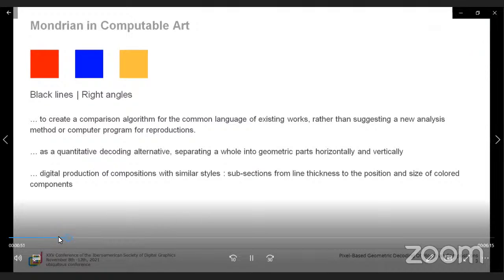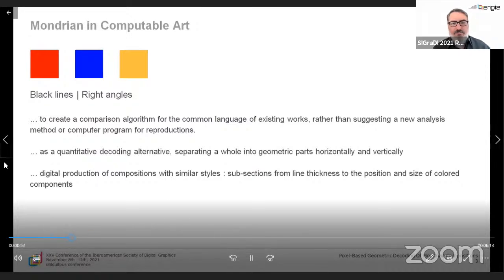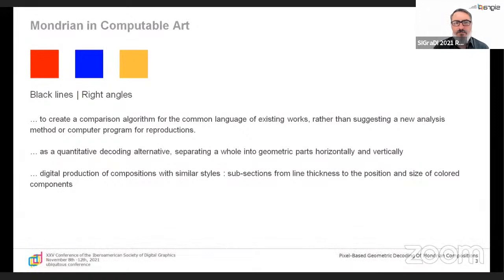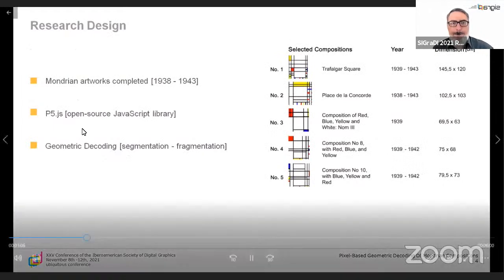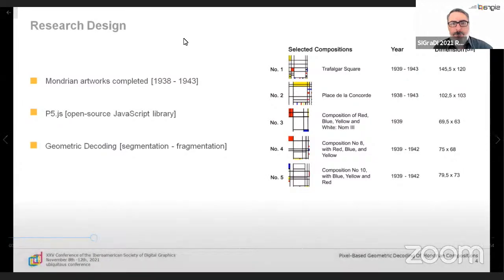Now it's okay. The process of separating a painting into geometric parts horizontally and vertically offers a quantitative decoding alternative for this comparison process, and a novel and simple pixel-based decoding method was suggested. Within the scope of the study, we selected five artworks completed between 1938 and 1943, as you can see on the right. In the brief research, we used P5JS, an open source JavaScript library, for decoding.